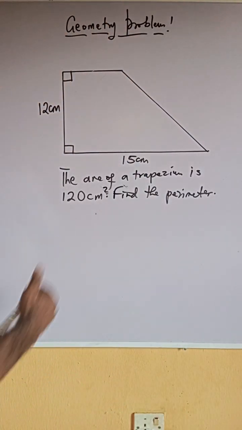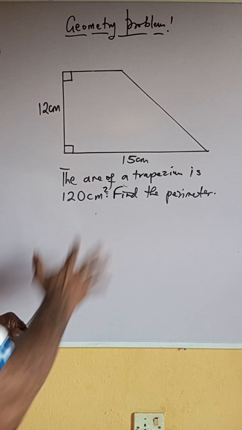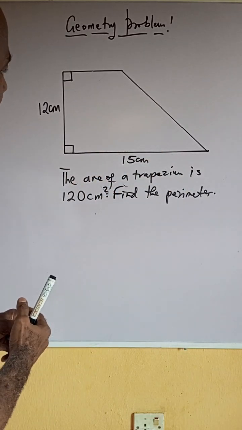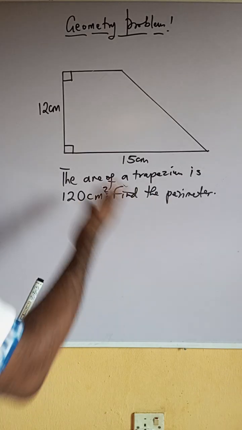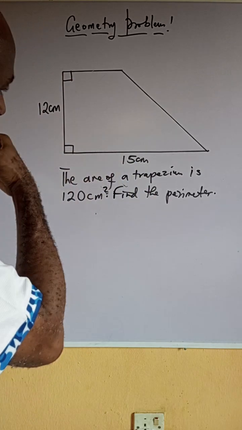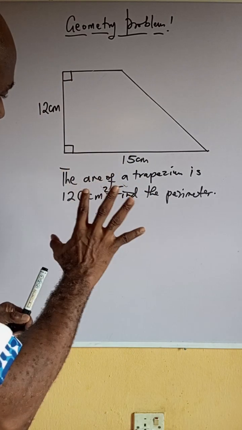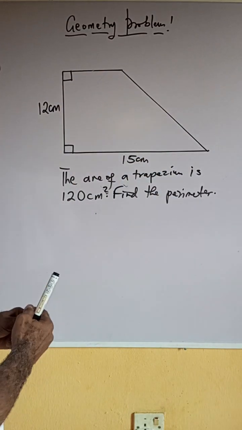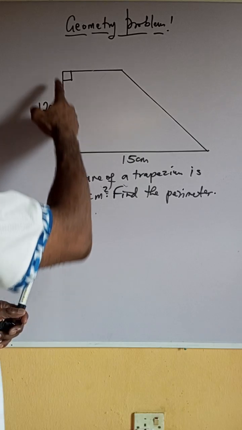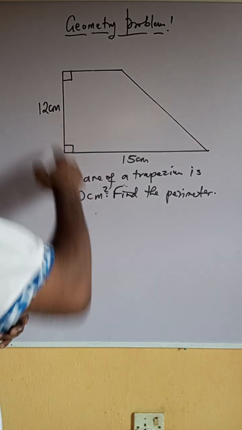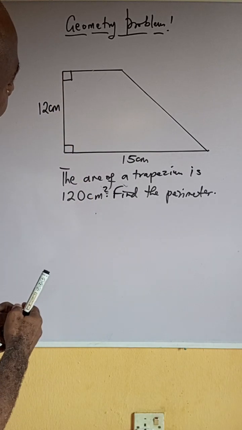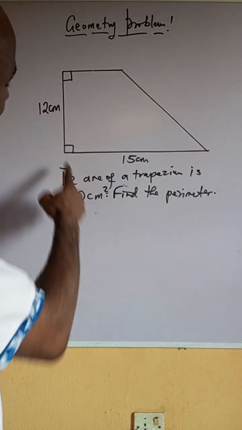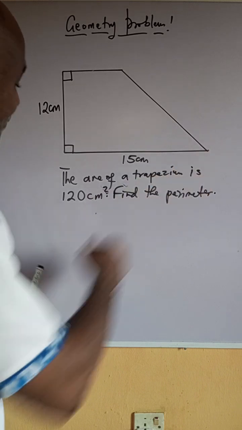This is a trapezium or a trapezoid, if you like. And we have been given a few important pieces of information about this particular shape. Number one, we have been told that the area is 120 centimeters square, and the vertical height, the perpendicular height, is 12 centimeter, and we're also given one of the lengths of the two parallel sides to be 15 cm.